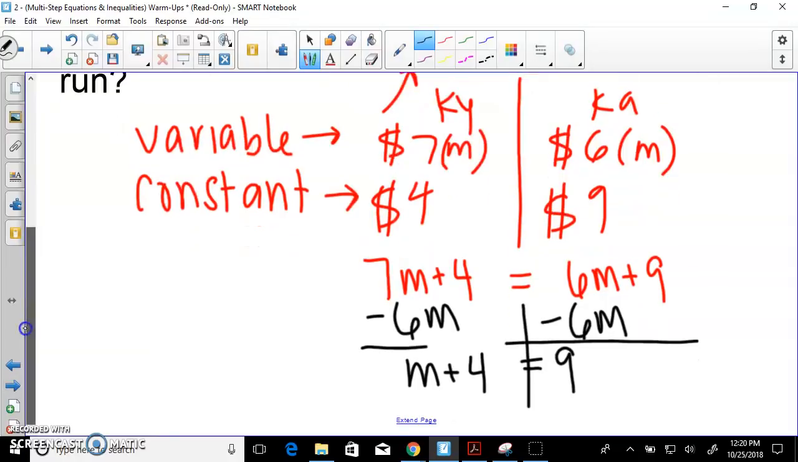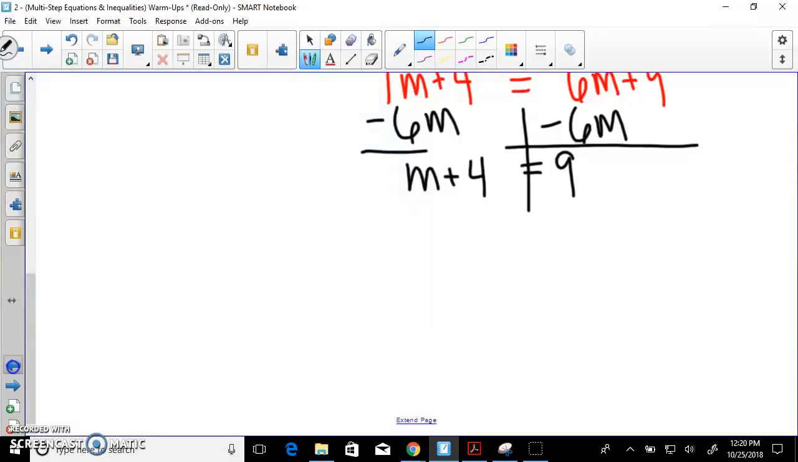M plus 4 equals 9. So we'll subtract 4 on both sides, and we get M equals 5. That's not the answer, though. We need to say 5 miles.